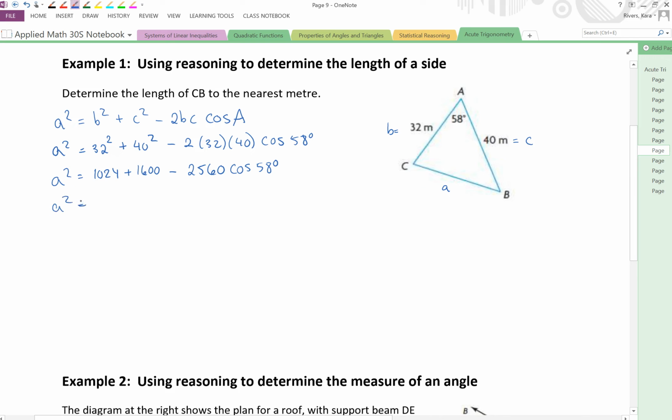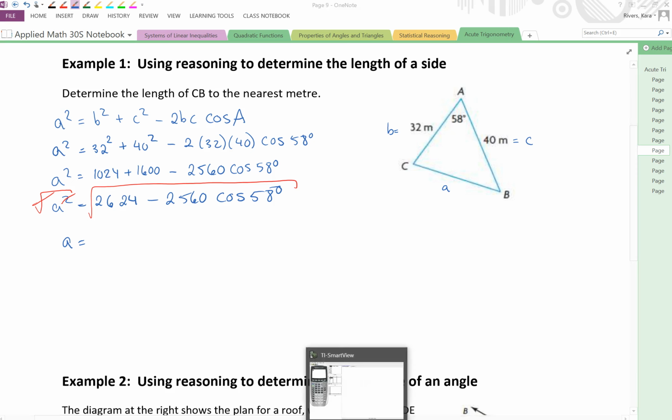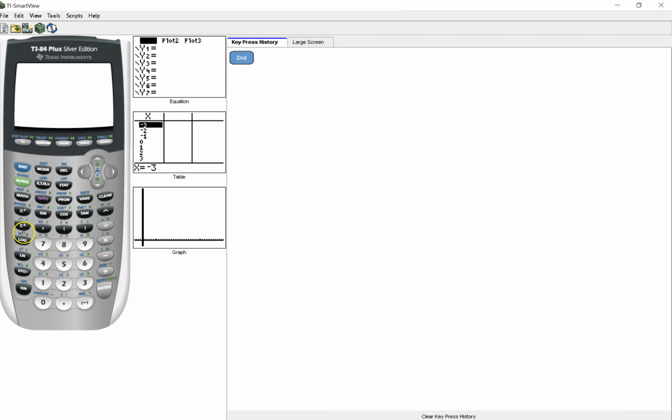So adding those two pieces together, we get 2624, and just rewrite the rest, 2560 cos of 58 degrees. At this point, we can punch all of this into our calculator. Just remember that at the end, you're going to want to square root both sides to get rid of that squared, because we're not solving for A squared, we're just solving for A. So A is equal to whatever this is in our calculator. So how do we punch this in? I'm going to go to second square root. It's right there, and they've opened the brackets for me already.